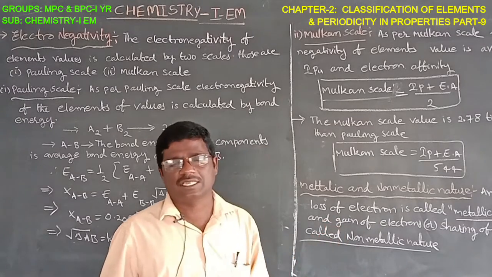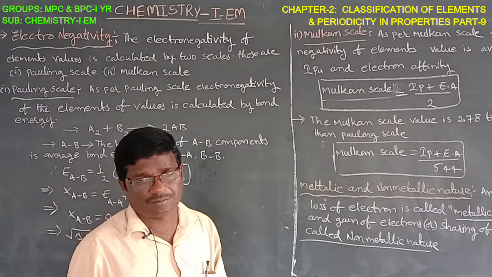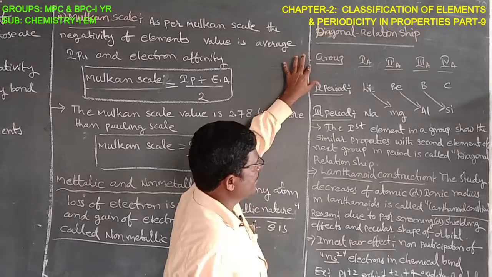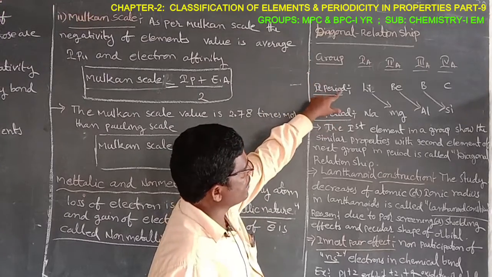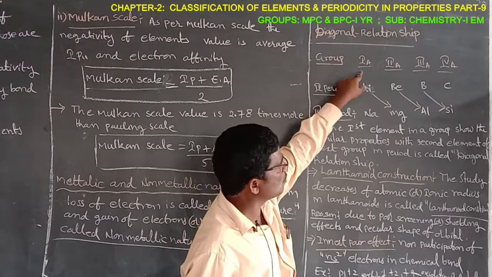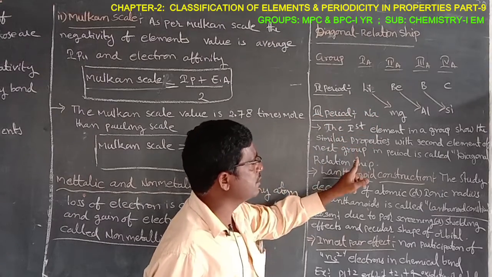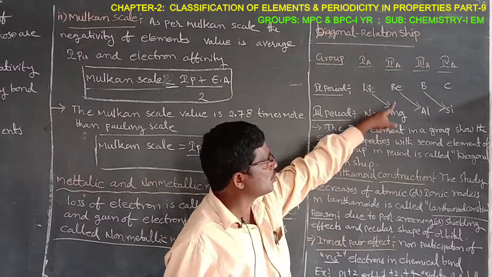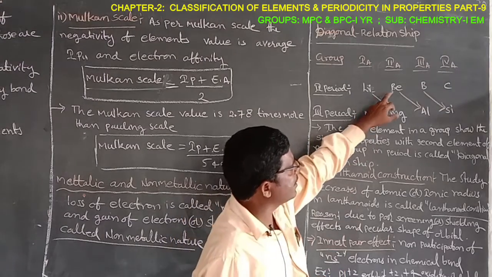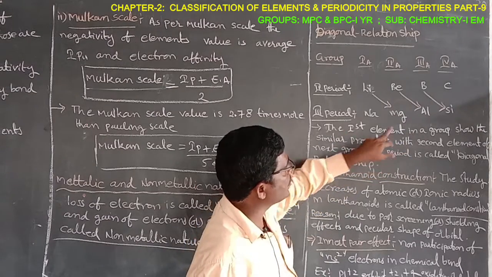Next, the last one is the diagonal relationship. What is the diagonal relationship? The first element in a group shows similar properties with the second element of the next group. Or the second element in a group shows some similar properties with the third element of the next group. That is called the diagonal relationship.